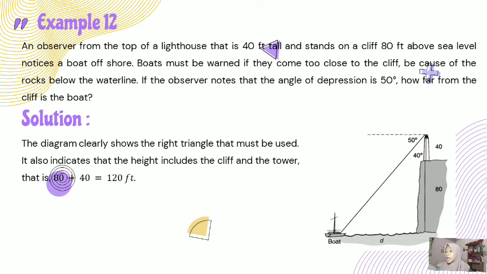And the solution: the diagram clearly shows the right triangle that must be used. It also indicates that the height includes the cliff and the tower. That is 80 plus 40 equals 120 feet.